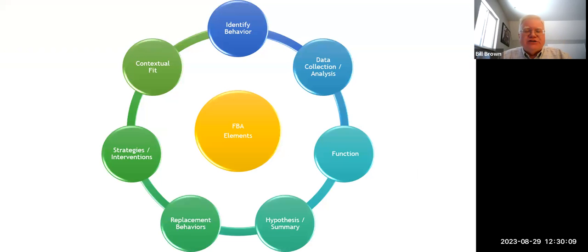This next slide just talks about all the different parts of a functional behavior assessment. We're going to identify the behavior. That's going to be a matter of prioritizing, because if you have a student that has maybe 8 to 10 behaviors, from a behavioral perspective, you're only going to program for 1 or 2 behaviors, 3 at the most. So you have to prioritize which behaviors we're going to focus on, and understand that we're not going to try to fix all behaviors at one time.